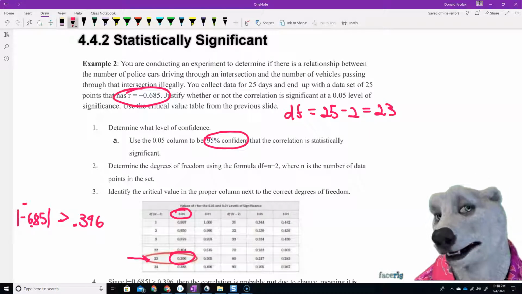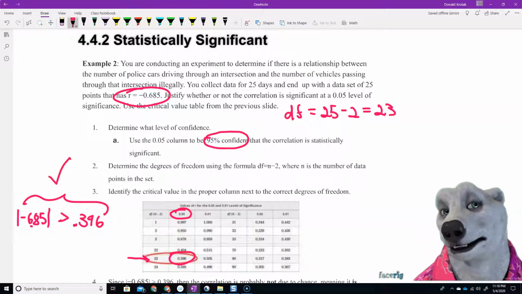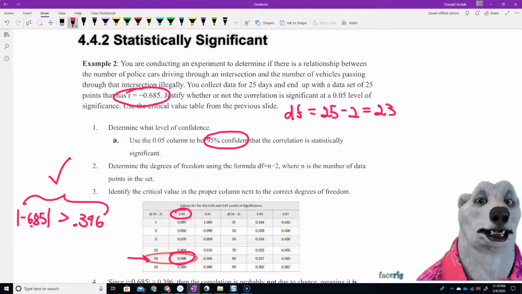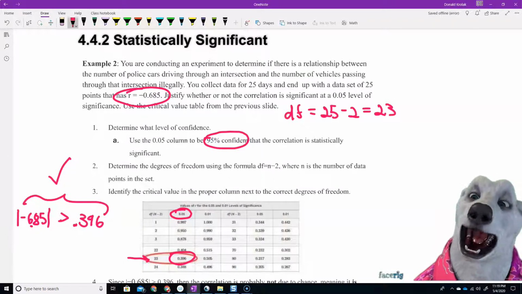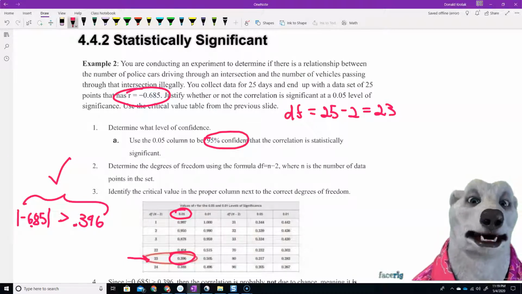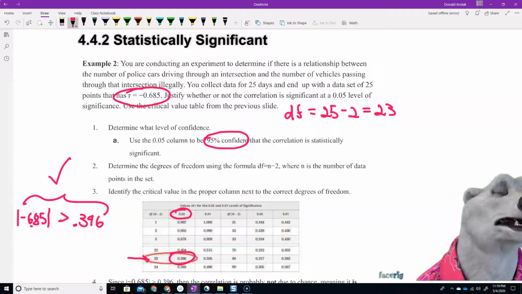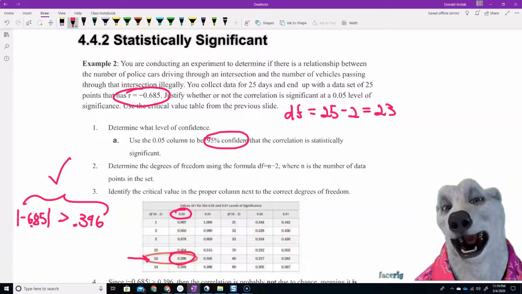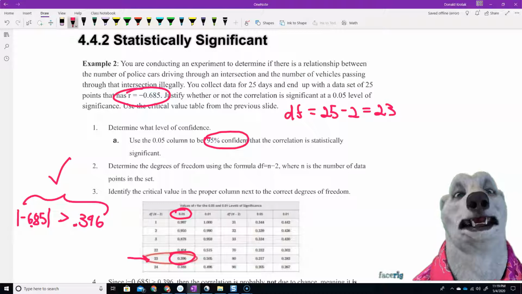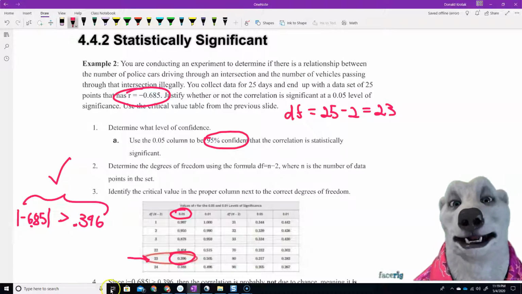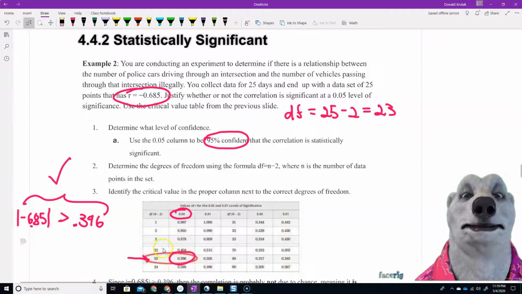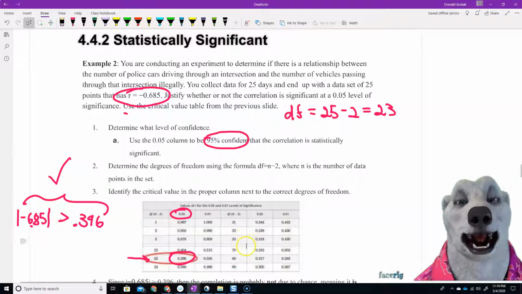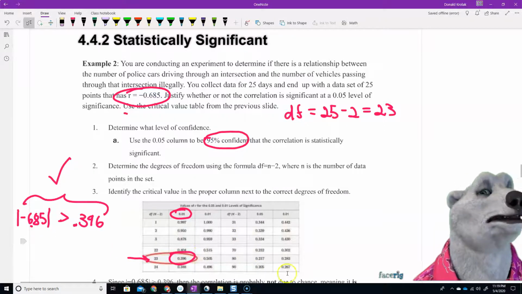And yep, that works. So if I was writing a report on this and someone says, well, how do I know that's not just random? I can say, well, based on the critical value test, I'm 95% sure that what I'm viewing here did not happen by accident or by chance. And we can justify then our statements about the correlation.